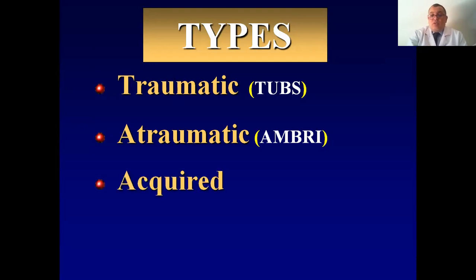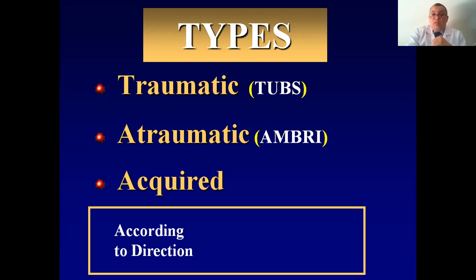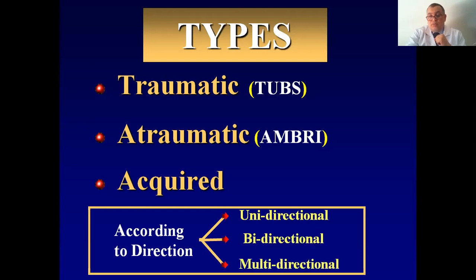Charles Neer added a third type, the acquired type. He stated that these patients have excessive overhead activity, always in this position, like the dolphin swimmers or the backstroke swimmers or the baseball pitchers or the tennis players during serving. These overstretch the anterior capsule, leading to instability while the labrum is still intact. In general, we can divide shoulder instability according to the direction into unidirectional, bidirectional, or multidirectional.